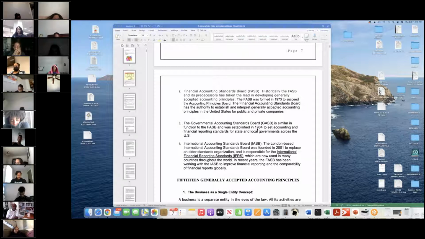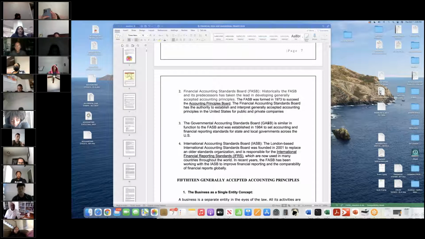As municipalities began to go bankrupt, the Governmental Accounting Standards Board was created so that government, states, cities would have to follow uniform rules to keep themselves out of trouble and from going bankrupt. Then we have the International Accounting Standards Board.